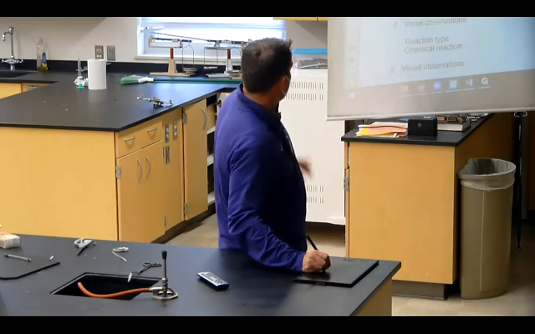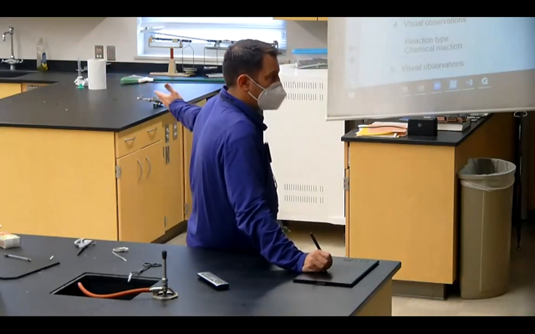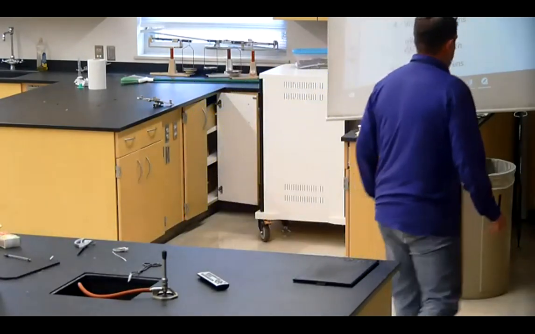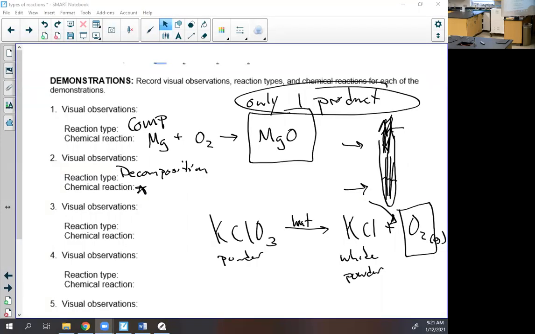So we're right by a rocket motor manufacturer. They are literally making and doing this exact same thing. They don't use potassium chlorate though. They use ammonium perchlorate because in the balanced reaction, it gives them one more extra oxygen than this does.